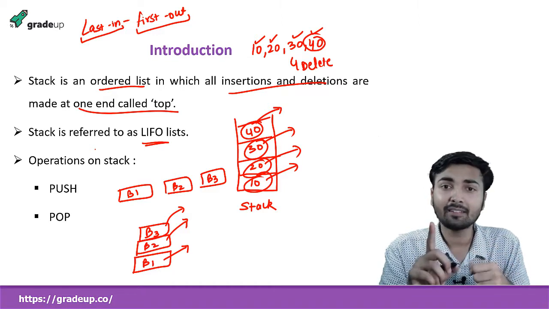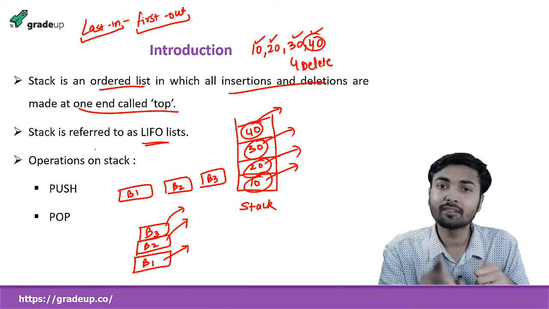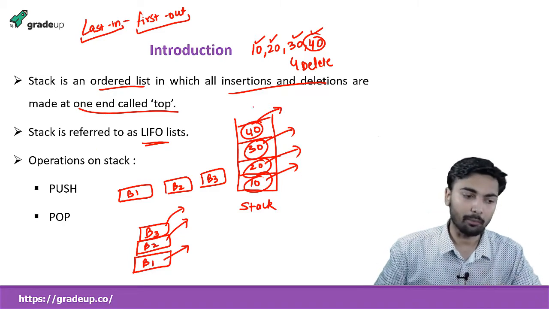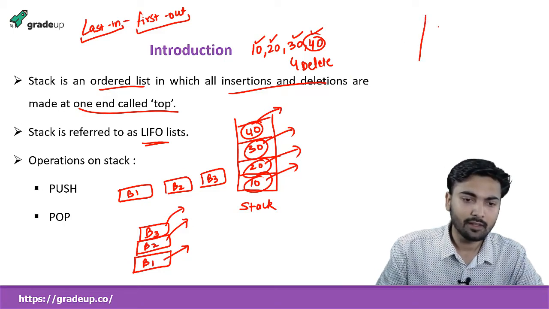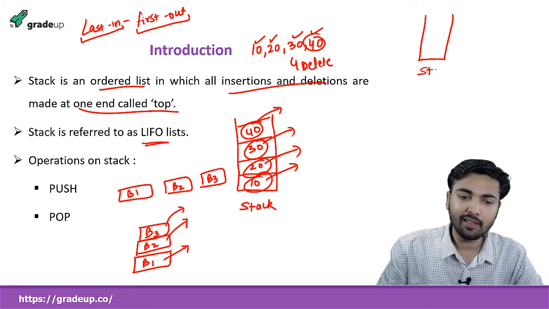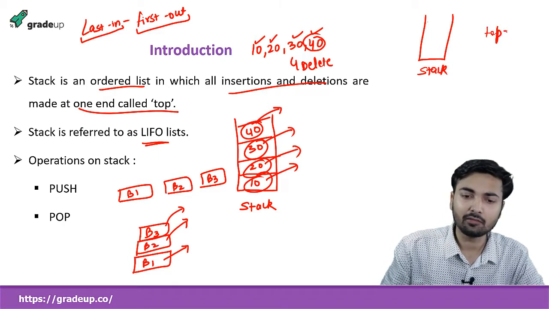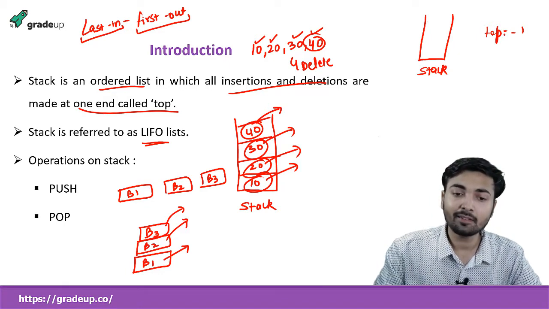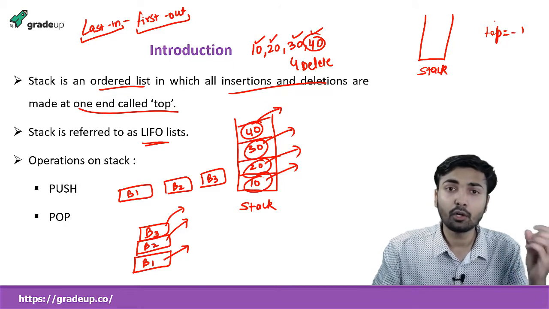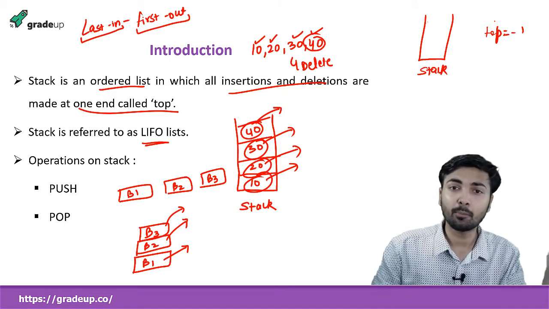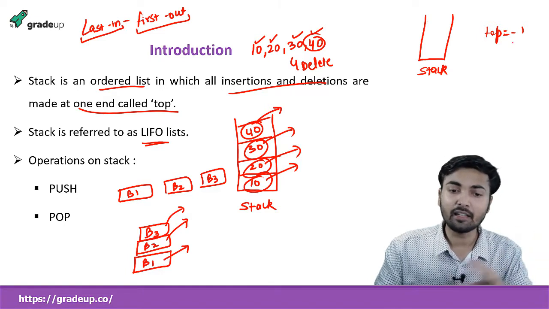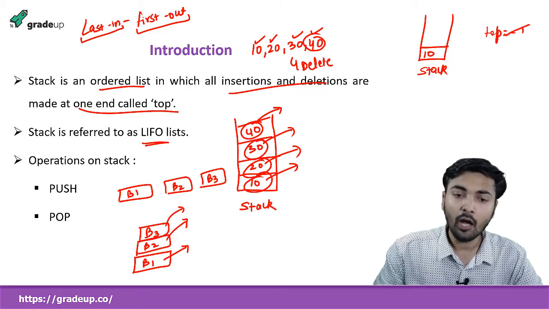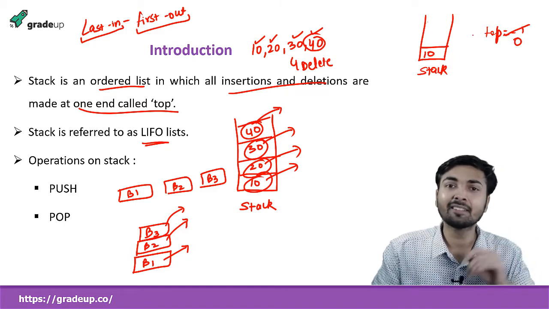What is stack? Stack is an ordered list in which all insertions and deletions are made from one end called top. Now what is top? This is your stack. Right now top is -1. Initially top is -1. Top denotes, or points to, the item in the stack. Right now the stack is empty, so top is -1. Now you insert one item, suppose 10. Now top becomes 0. That means your element is at index 0.